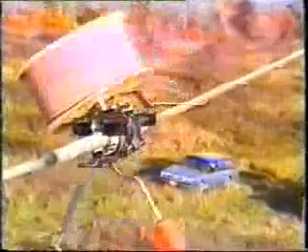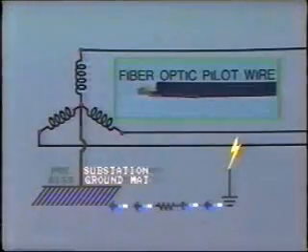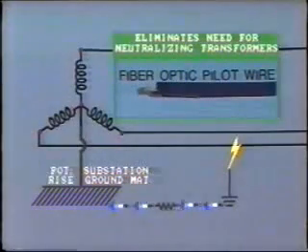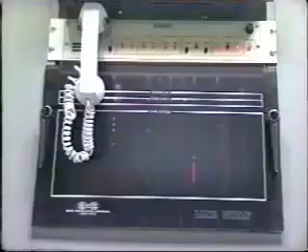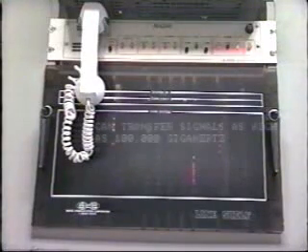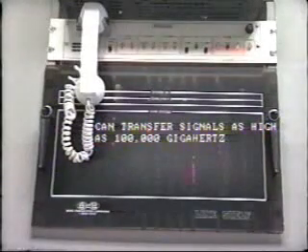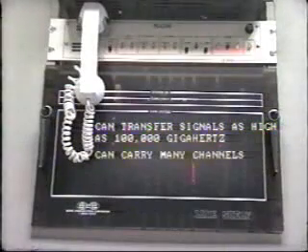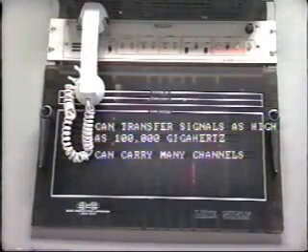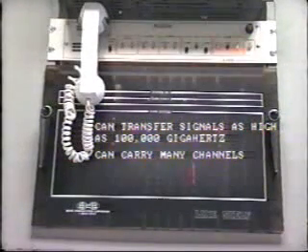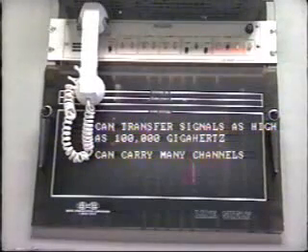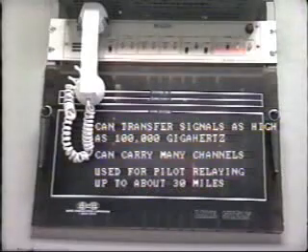The insulating properties of the fiber cable provide a great advantage as it protects the signal from lightning, radio interference, and induction. It also protects the signal from ground potential rise at the substation. This eliminates the need for neutralizing transformers and other terminal equipment that we discussed earlier in this tape. A high-quality optical fiber link can transfer ultra-high frequency signals as high as 100,000 gigahertz. This means that one fiber optic link can carry a huge number of communication channels. The optic communication channels are typically installed in place of twisted pair solid conductors for pilot relaying up to about 30 miles. They are often used in conjunction with audio tone signals.